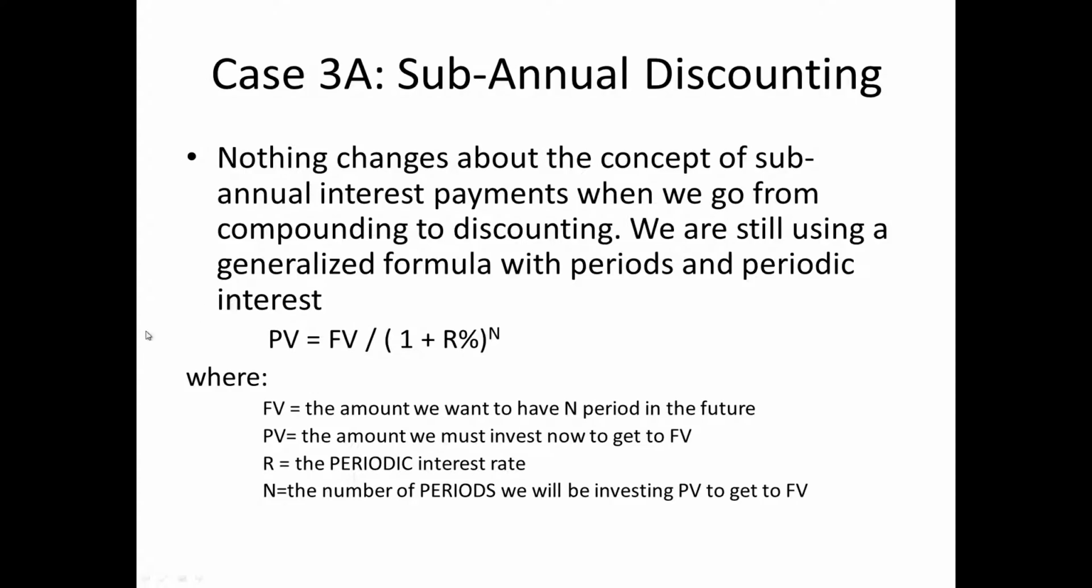Now we get to something that's a little bit different. I mean, nothing's different about the formula, right? It's still present value equals future value divided by 1 plus R over N. But as in the past, when we were doing subannual discounting, you need to think of N as the number of periods, not the number of years. And you need to think of R as the periodic interest rate, not the annual interest rate.